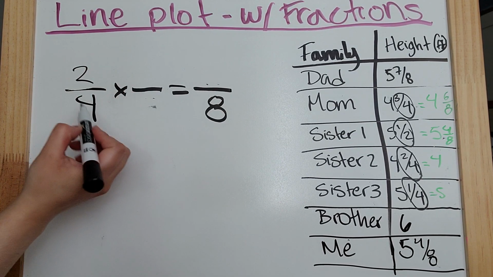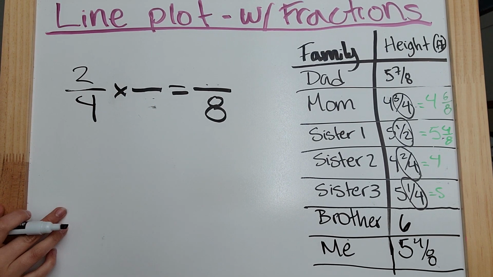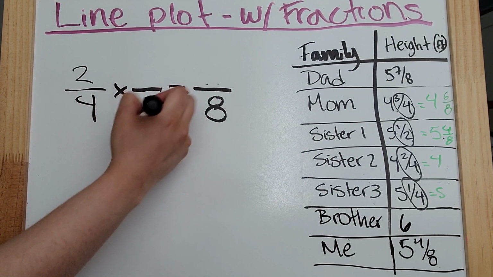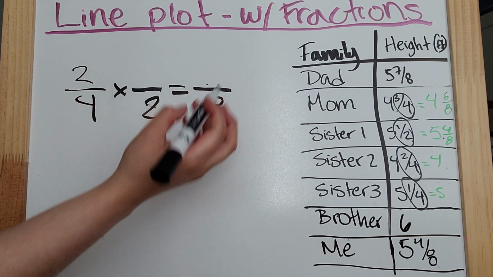2/4. So 2 times what equals 8? 2 times what? I'm getting ahead of myself. 4 times what equals 8? So that is 2. And my brain already knew the answer, so I just said it. Okay, 4 times 2 equals 8.